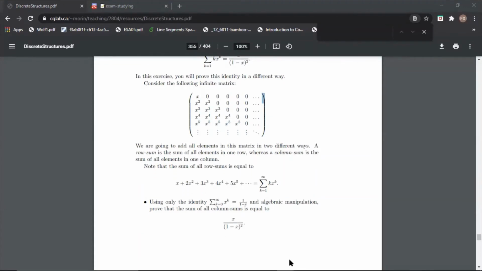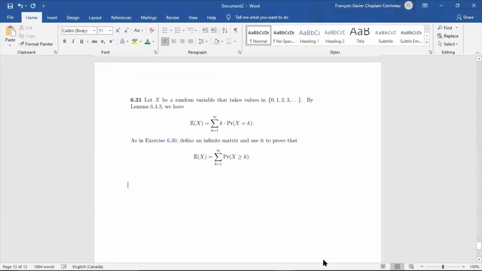So, maybe I'll mention this. Can you switch the screen, please? Yes, sorry. It's this screen, right? I'm in the right screen.